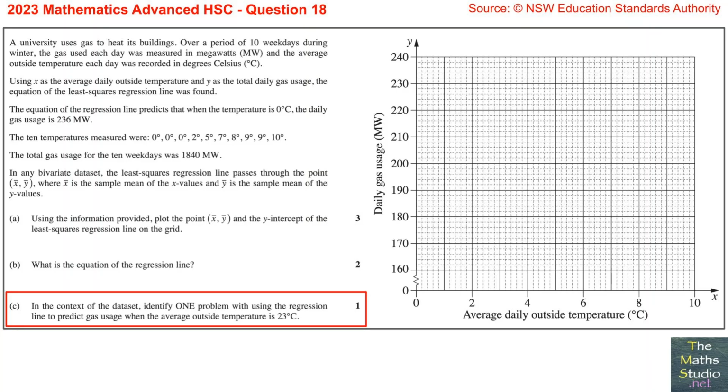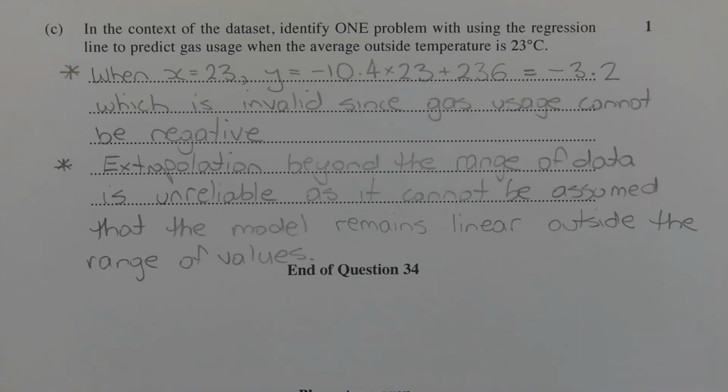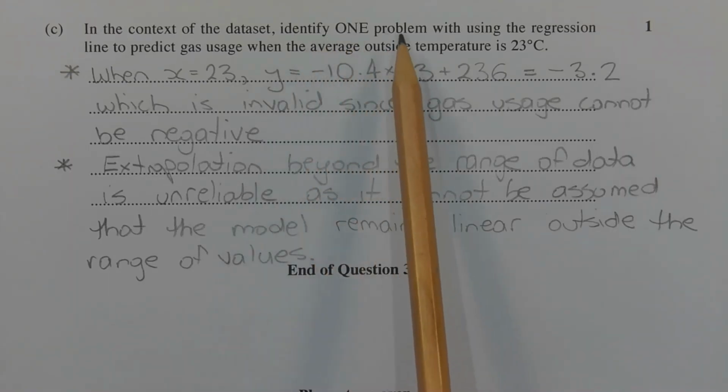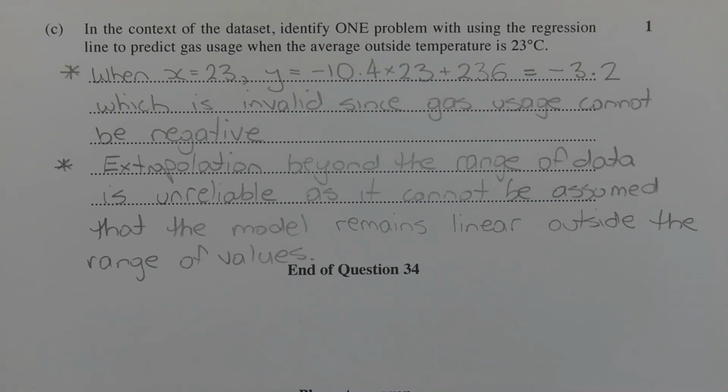Part C. In the context of the dataset, identify one problem with using the regression line to predict gas usage when the average outside temperature is 23 degrees Celsius. The question is asking us to identify one problem or issue using the regression line to predict gas usage. In this sample solution, I've given two problems or two issues that I've identified. There may be others, but I'm going to go through these two issues one at a time.